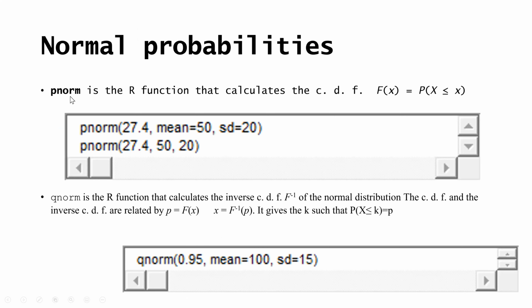For the normal, pnorm gives me the cumulative probability, right? The distribution function, P of X less than or equal to x, while qnorm gives me the quantile. In other words, it gives me the value k such that the probability that X is less than or equal to k is the value that I put as the probability. This instruction gives me the 95% quantile, in other words, the 95th percentile of the distribution.